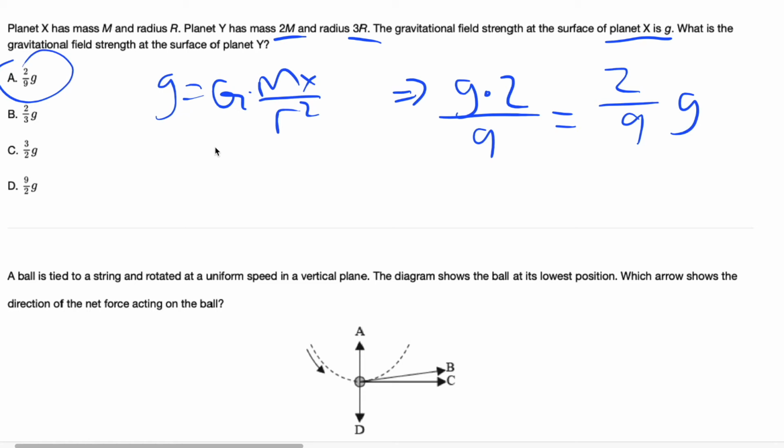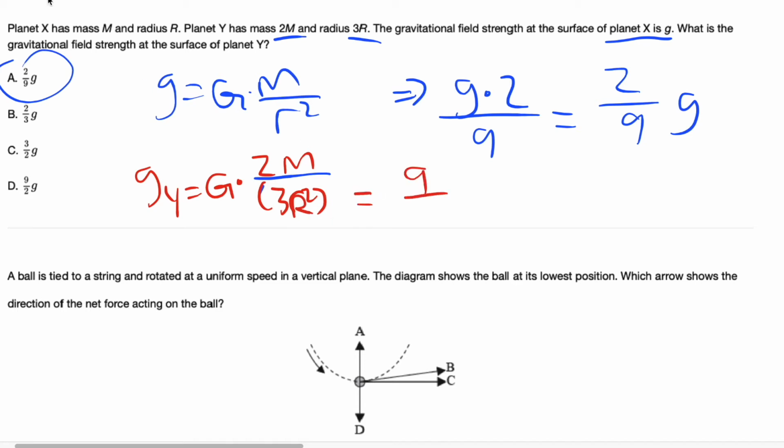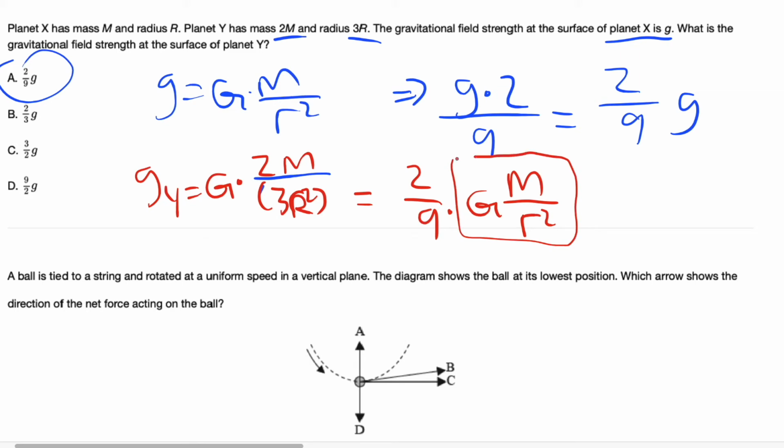And if you don't see it, just plug in all of those quantities. So g sub y is going to be equal to the G constant multiplied by 2m. Here I'm not going to write m sub x, just to avoid confusion. And it's over 3r squared. This is equal to 2 over 9 multiplied by the G constant multiplied by the mass of planet X divided by r squared. And this quantity here is just equal to g.